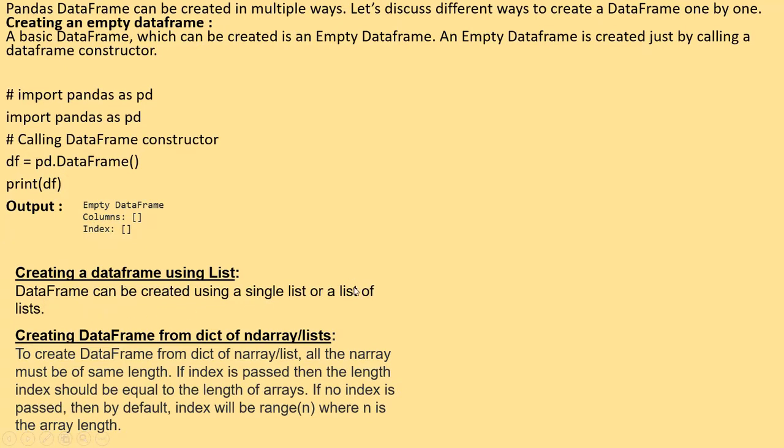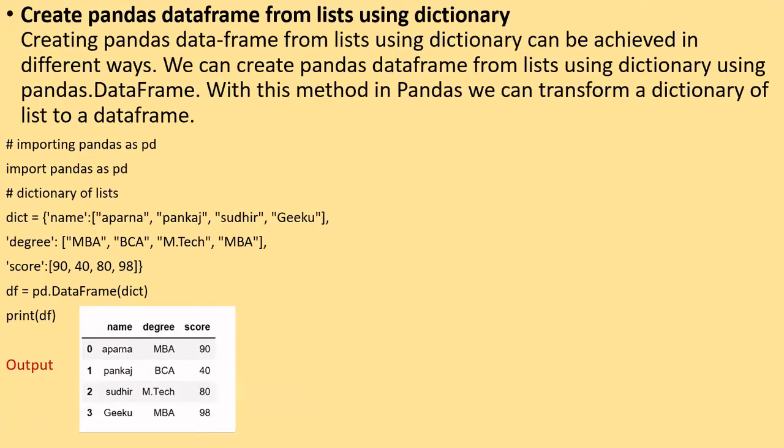A DataFrame can be created using a single list or a list of lists also. It's also possible to create the DataFrame using a dictionary of ndarrays as well as lists. To create a DataFrame from a dictionary of ndarrays or lists, all the ndarrays must be the same length. If an index is passed, then the length should be equal to the length of the arrays. If no index is passed, then by default the index will be range(n), where n is the array length.